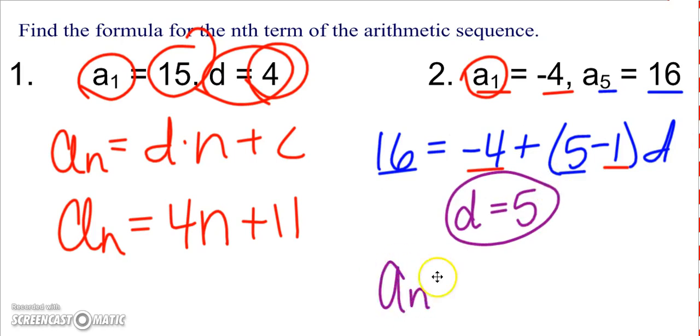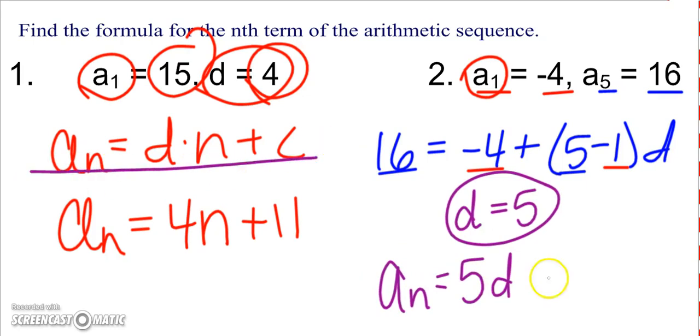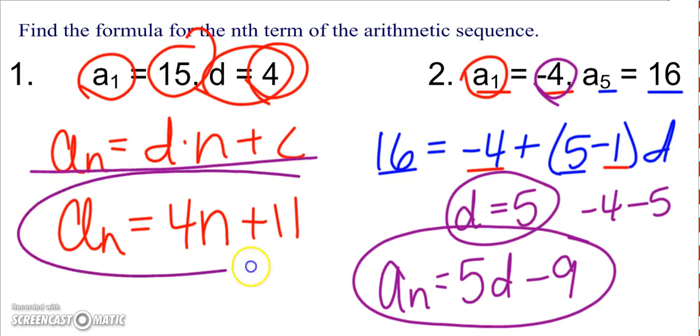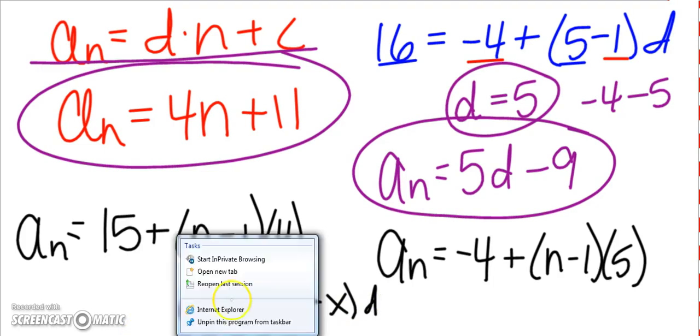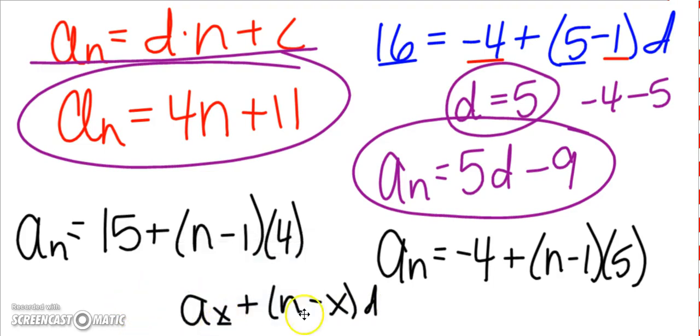So I know that a sub n equals 5n plus c, because I'm using this formula still, and I need to find c. Well, c is going to be negative 4 minus the difference, which is 5, so this will be minus 9. Both of these can also be written using the other formula with the a sub x and n minus x times d. So your x value was 1 in both of these, and you can find it that way.